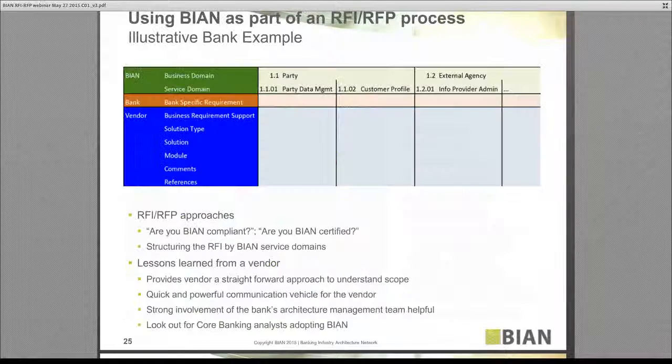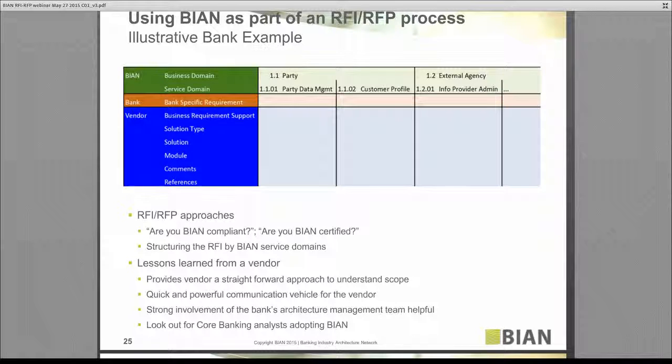Good. So let's go to the next slide. What we have seen a few times is concrete RFIs, RFPs, related now or structured by the service domain. As soon as that is the case, we can of course follow the path similar to what Howard has introduced. The majority of the RFIs, RFPs are more on a level to ask, are you BIAN compliant? Respectively, are you BIAN certified?